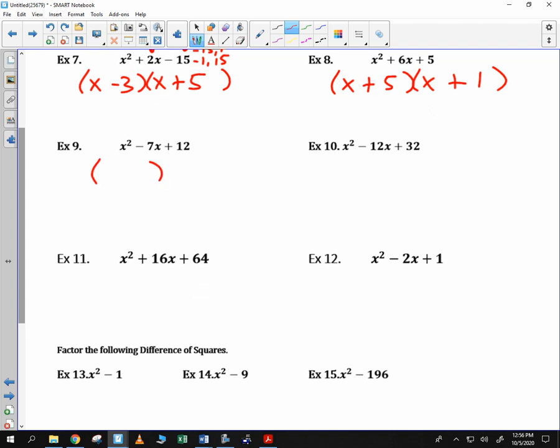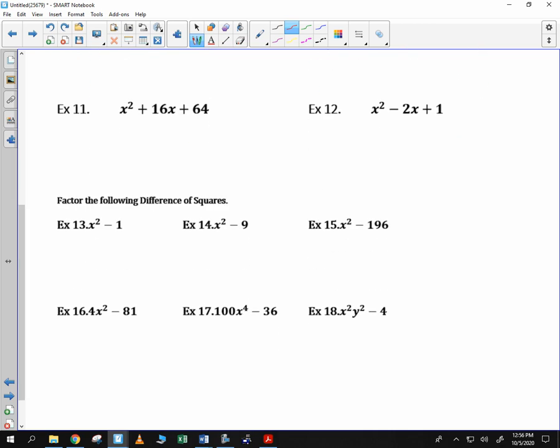Two numbers that multiply to 12 and add to negative 7. Negative 3, negative 4. Two numbers that multiply to 32 that add to negative 12. Negative 4, negative 8. Two numbers that multiply to 64 that add to 16.